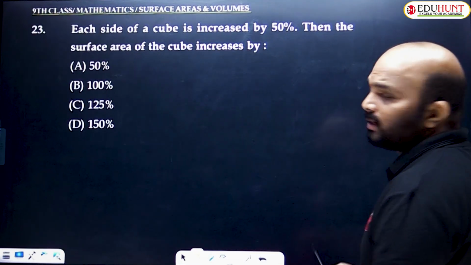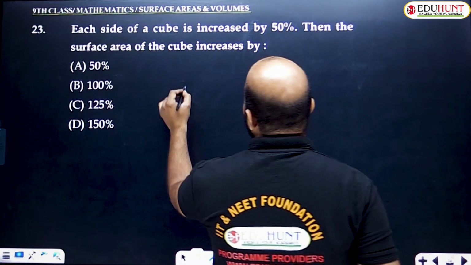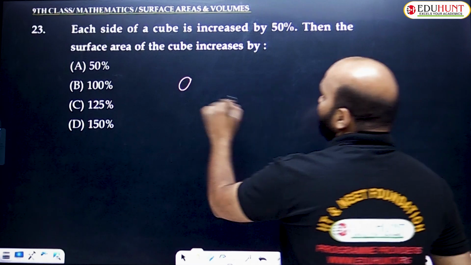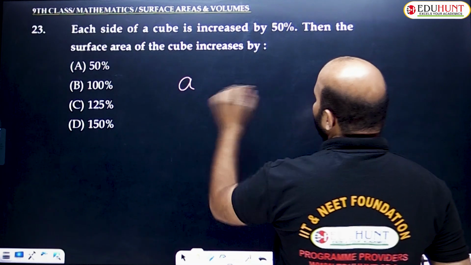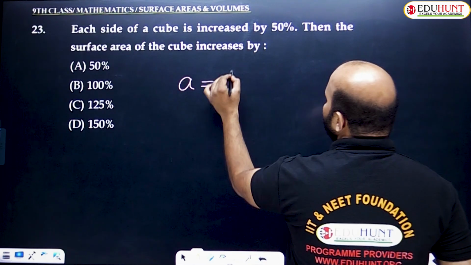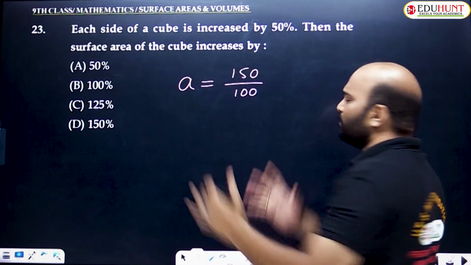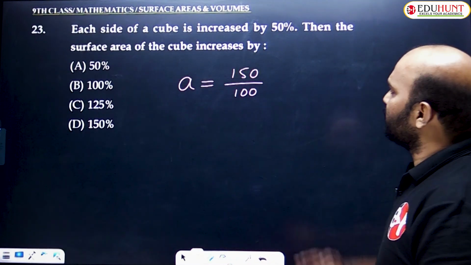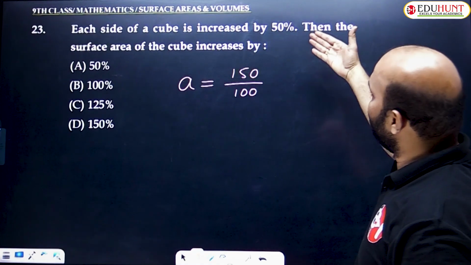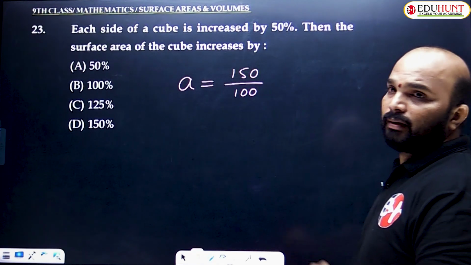So how much percentage? That is the given question. Let me first take each side of a cube as a, increased by 50%, which means the total will become 150%. Initially 100%, it will become increased by 50%. That means 150 by 100.